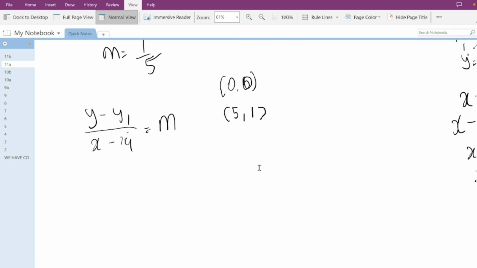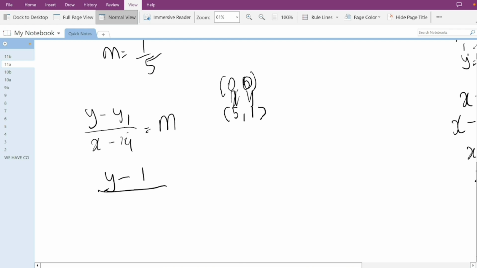Let's start with this one with actual numbers and not 0, 0. Let's see what we get. So we have y minus y1, where y1 will be the one at the back. The y in front means you don't put any numeric value for the y, you leave it as y. And now y1 here is 1, over x1 here is 5. X is always before y. X first, then y at the back. So we have x minus 5 equals, our m is 1 over 5.